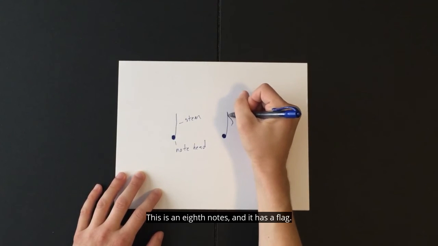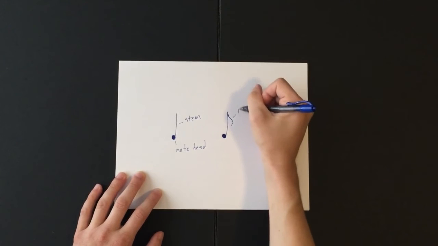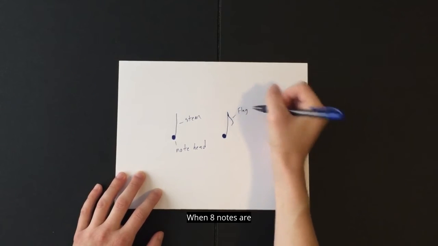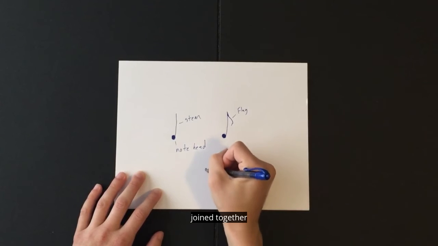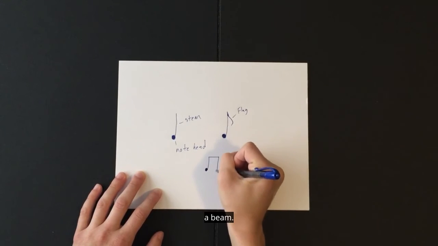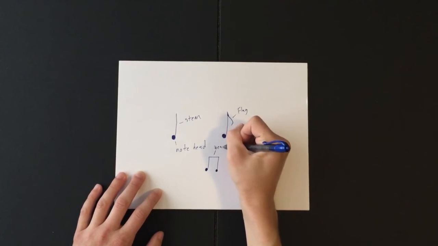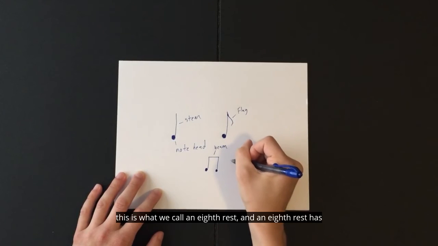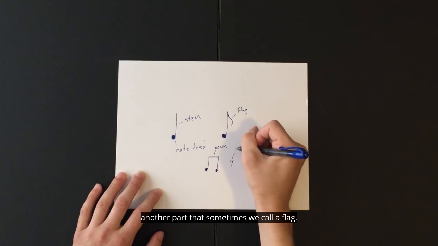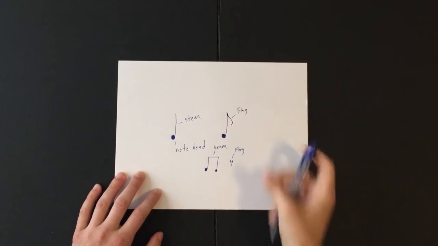This is an eighth note and it has a flag. When eighth notes are joined together, they're joined together with what we call a beam. And then this is what we call an eighth rest, and then an eighth rest has another part that sometimes we call a flag. Here we have a whole note.